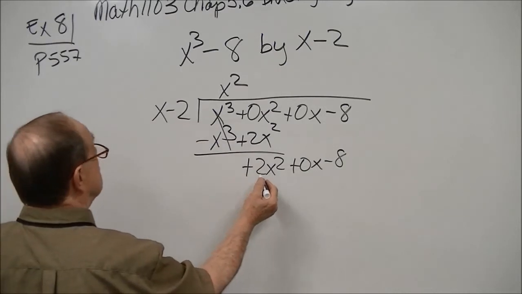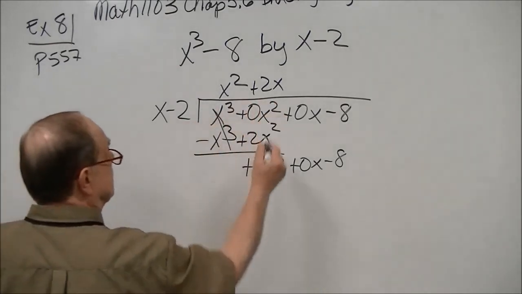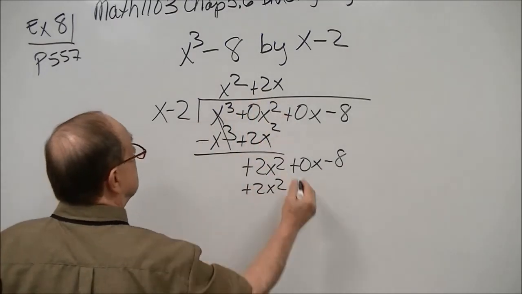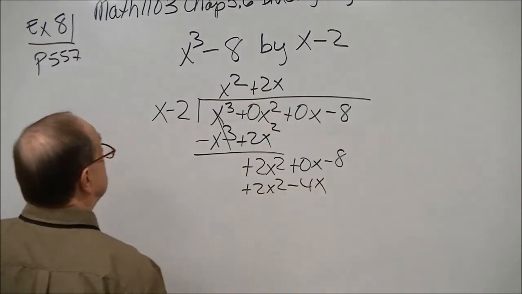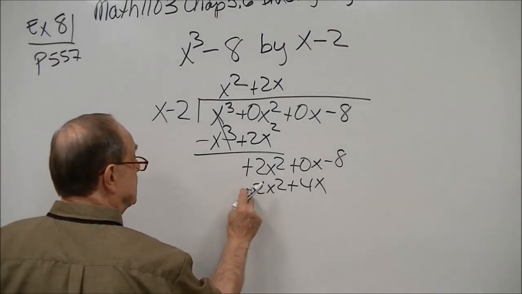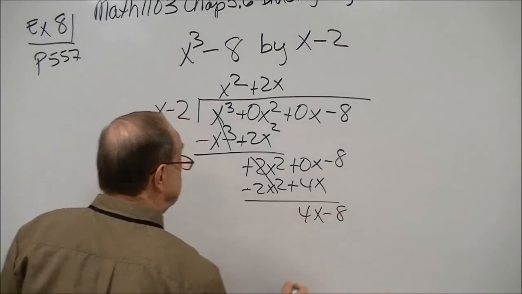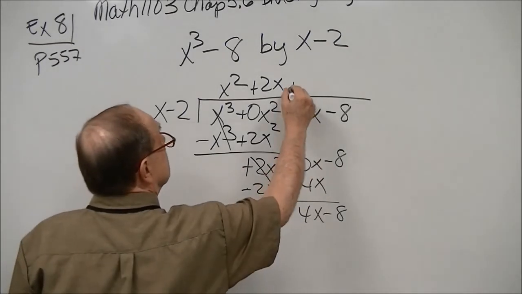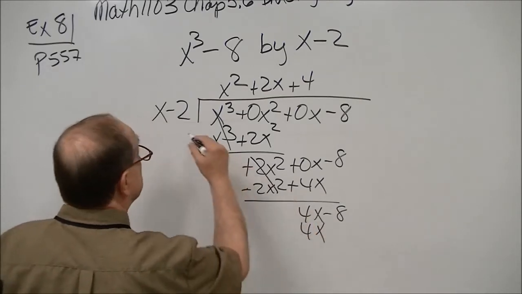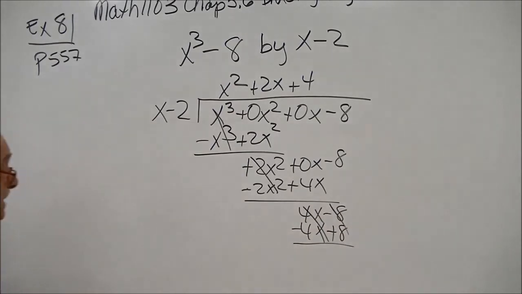This will then go 2x times. Change signs. This cancels out, and I'm left with 4x minus 8. This goes into there 4 times. Change signs, everything cancels out.